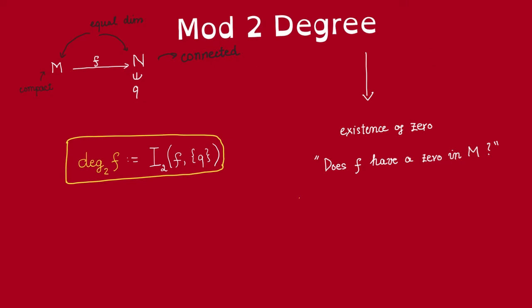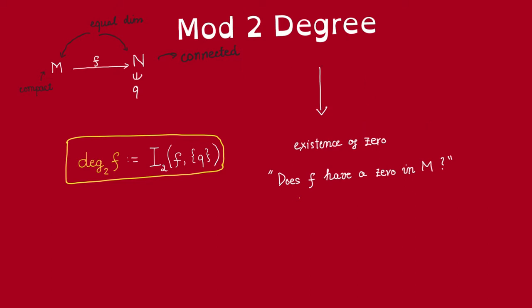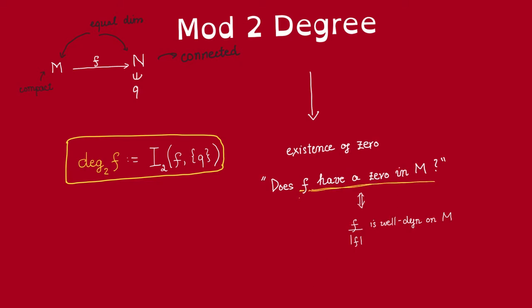So how could mod 2 degree tell us anything about existence of zeros? How could it help us tell whether or not f has any zero in M? Well, there are two ideas here that we want to use. First, we want to rephrase this condition, that f has a zero in M. Well, if we have some kind of norm on N, then one way to rephrase this is to realize that f has a zero in M if and only if this quotient of f by its norm is a well-defined function on M.